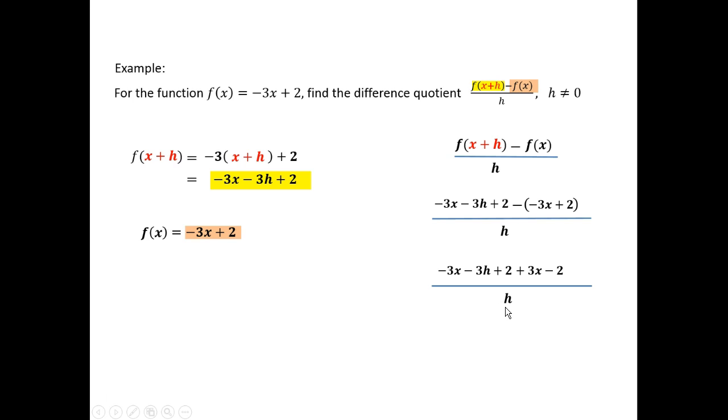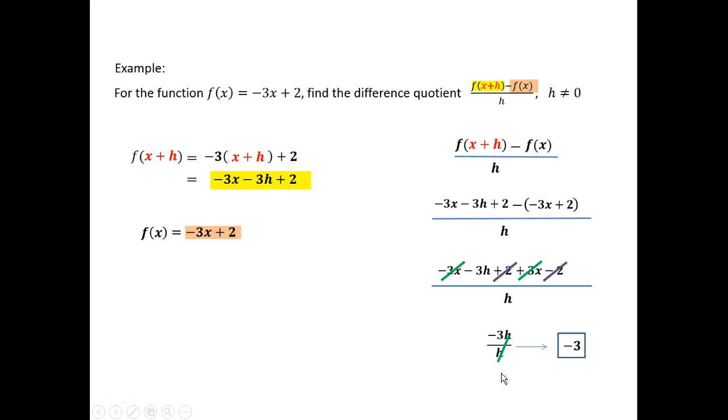Let's look at our numerator and see if we have anything that can simplify. Notice we have a negative 3x and a positive 3x. They cancel each other out. We have a positive 2 and a negative 2. They cancel each other out. In my numerator, I'm left with negative 3h. And then that's still over h. But notice here I have a common factor of h in the numerator and denominator. They cancel each other out. And I'm left with negative 3.